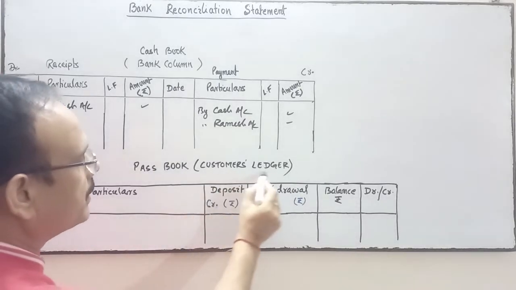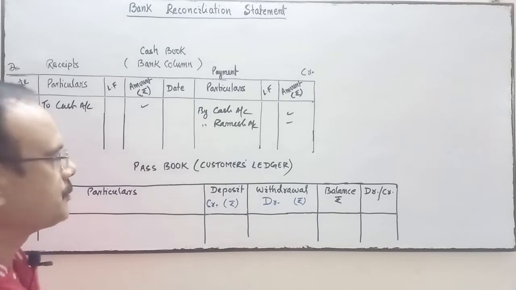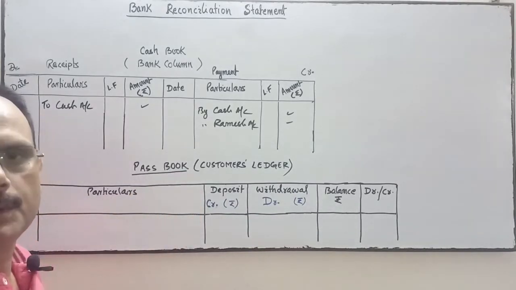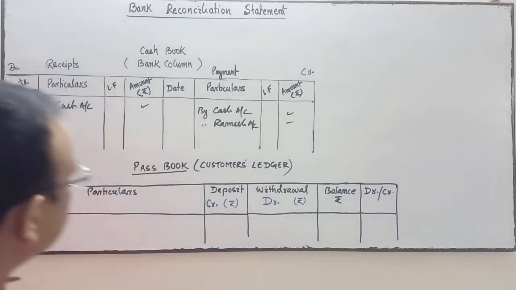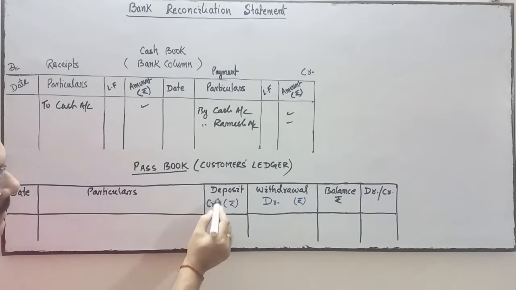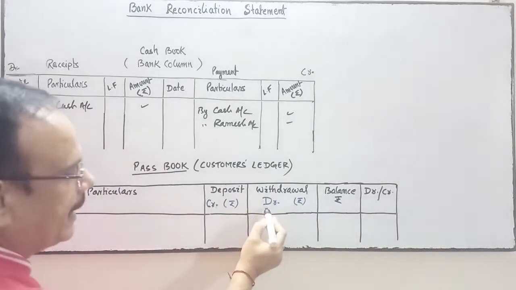Which ledger are they called? This ledger is called the customer's ledger. The copy of that ledger is called the passbook. So when we deposit the money, we write it in the credit. This is deposit credit, withdrawal debit, and balance.